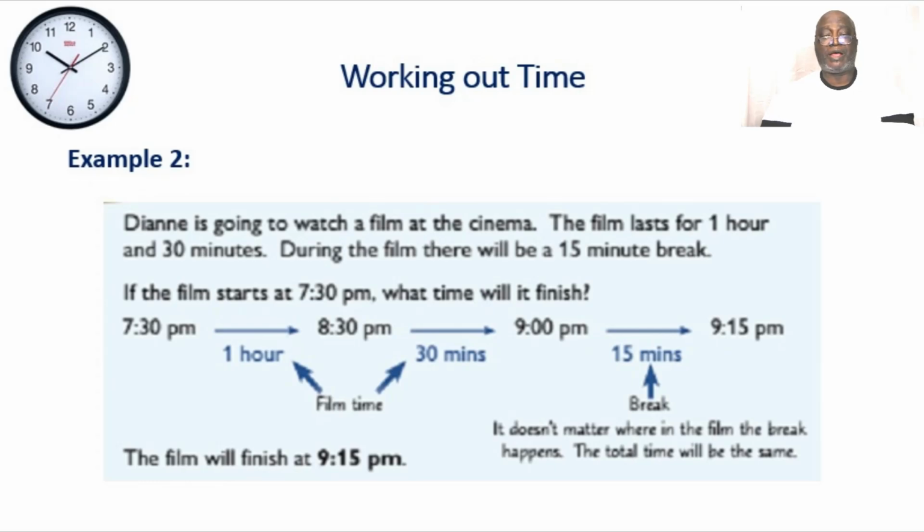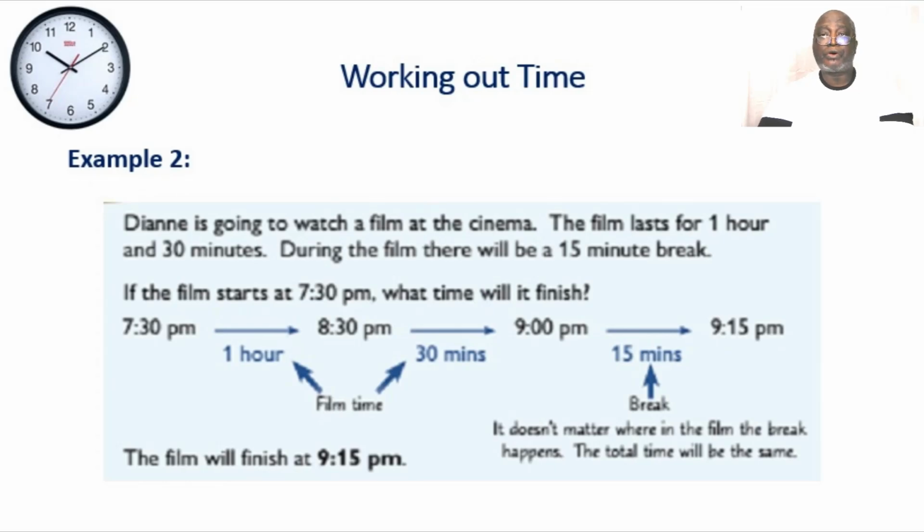Maybe she has to go somewhere else after that, so she needs to know what time the movie will finish so that she will not be late, or maybe she has ordered a taxi to pick her up. So let's look at it. 7:30 to 8:30 is 1 hour, and then 8:30 to 9 o'clock is 30 minutes.